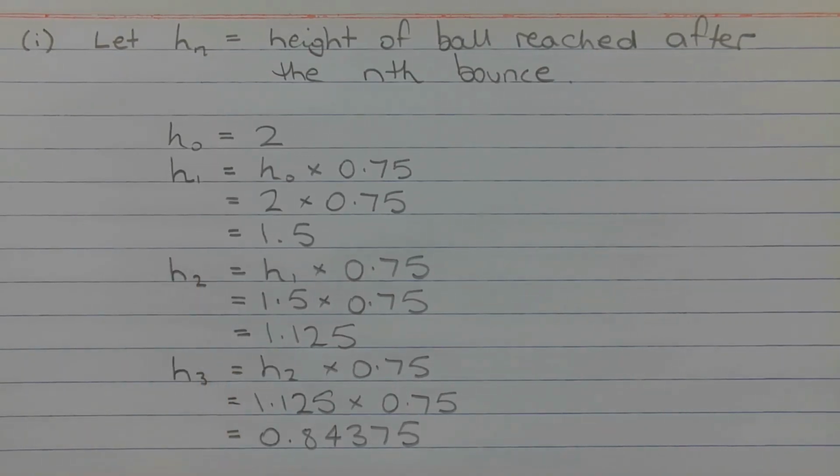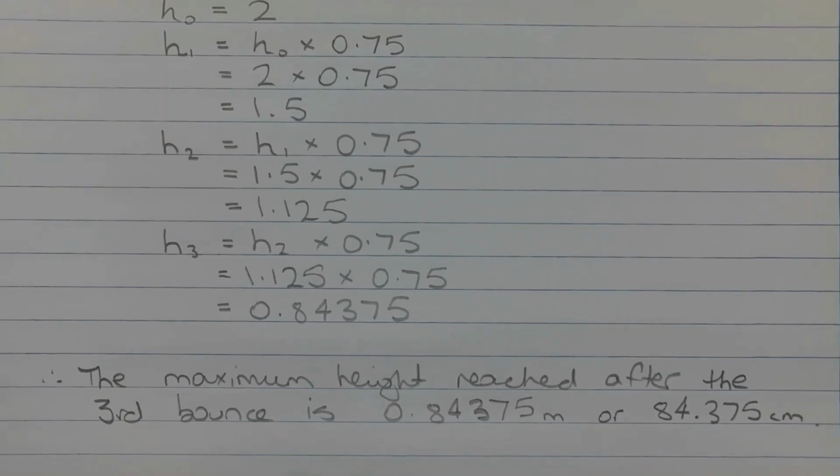So to get h2, we repeat the same operation. We take the previous result, h1, which is 1.5, and multiply that by 75% or 0.75. So 1.5 times 0.75 is equal to 1.125. And to get h3, we take h2 and multiply that by 0.75 again. So 1.125 times 0.75 is equal to 0.84375. So interpreting that result, the maximum height reached after the third bounce is 0.84375 meters or 84.375 centimeters.